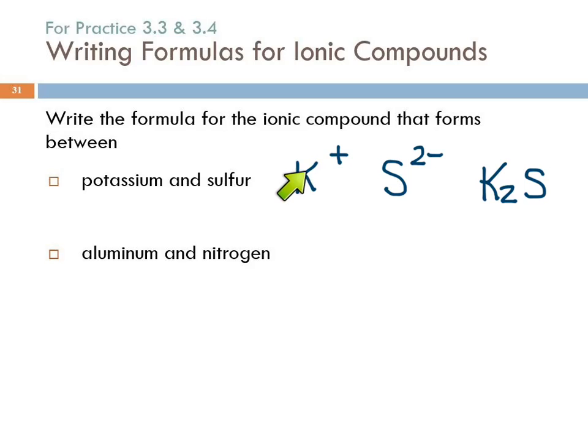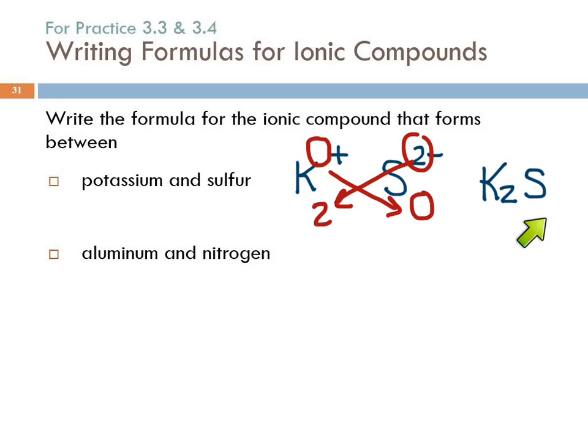These aren't the same. So then we're going to take this charge and it's going to become the subscript for the other element. So I'm going to take this unwritten 1, and that's going to become an unwritten 1 for the sulfur. And I'm going to take this 2, and that's going to become the 2 for the potassium. And I get K2S. Works most of the time. So whichever method you like, there's 3 of them, at least.